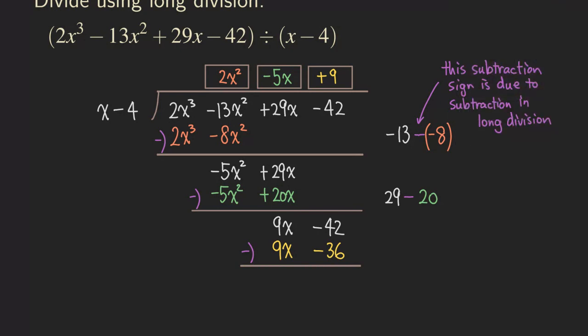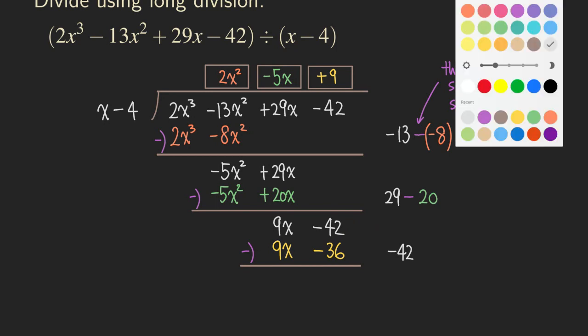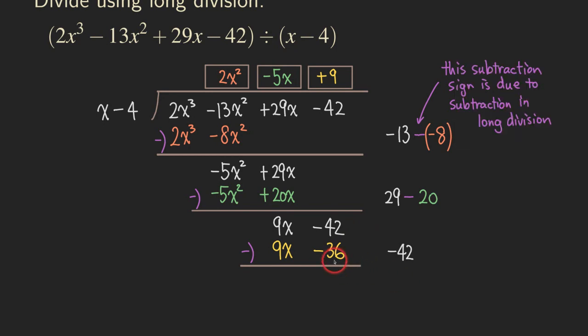What's going on here? We will cancel the 9x, right? Because they're the same, we subtract them, you get 0. Those two numbers, they're not the same, so we are going to get a remainder here. Let's copy down the negative 42 just like before. So copy down the negative 42. Now copy down the negative 36. Don't put the purple minus sign yet, right? Just copy down the negative 36.